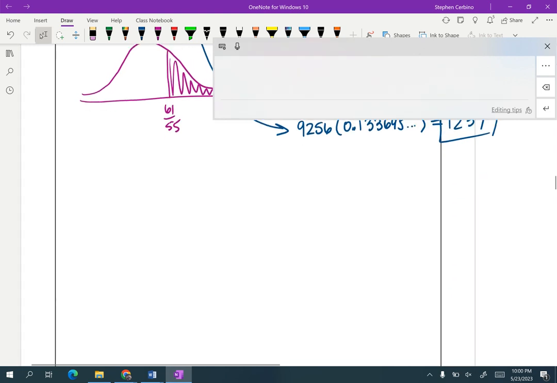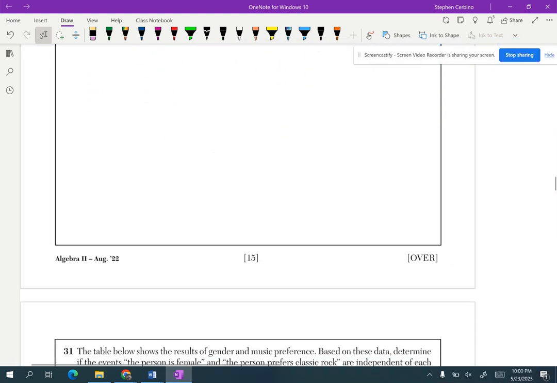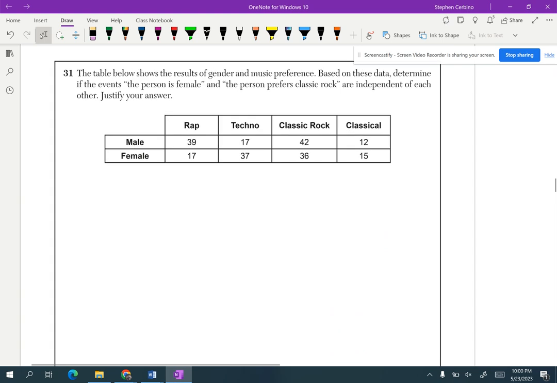Number 31 is an independence test, so it's asking us if two things are independent of each other. There are 3 ways you could have done this independence test. I'm going to show you 2 of them. If you did it the third way, good for you. So we want to determine if the person is female and the person likes classic rock are independent events of each other. So the first independence test I'm going to do is going to use conditional probability.